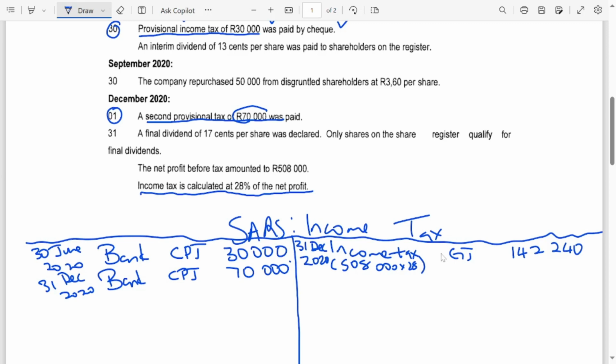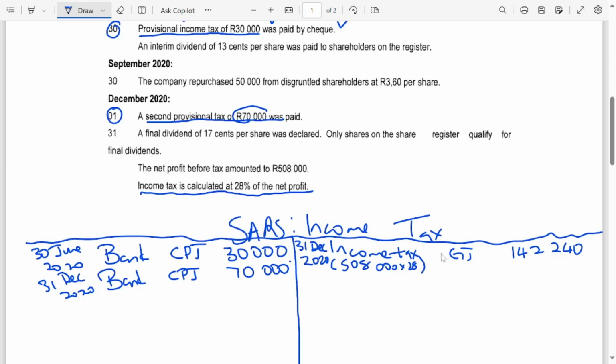If Sars income tax has a credit balance, it means the business is owing Sars money. If Sars income tax has a debit balance, it means Sars is owing the business money. Let me explain it again. If Sars income tax has a credit balance, it means the business is owing Sars the money. Okay? If it has a credit balance, it's a liability. But if it has a debit balance, it's an asset because Sars is owing the business money.